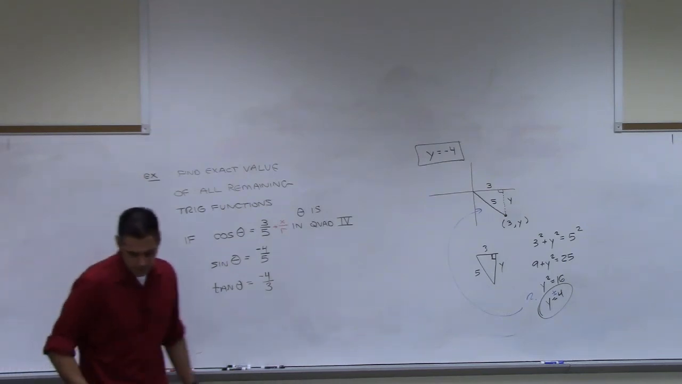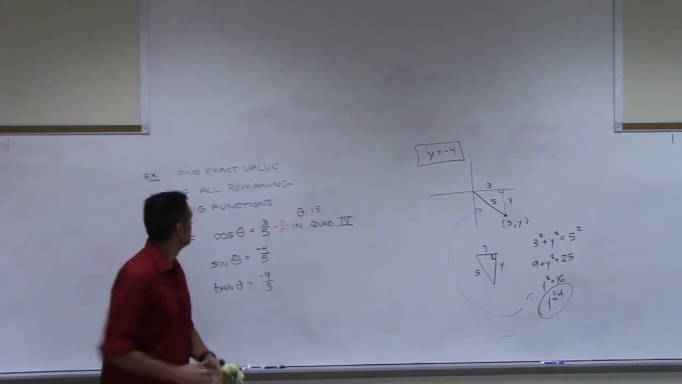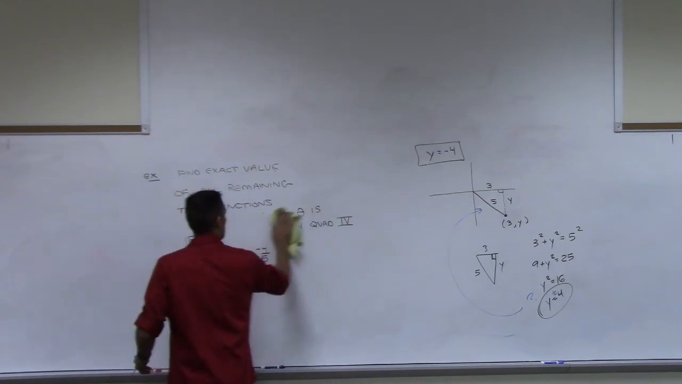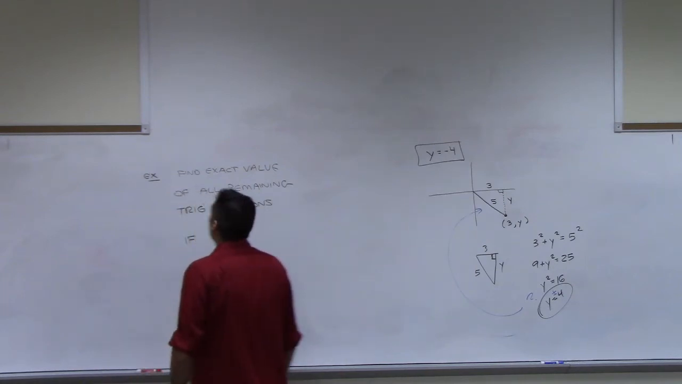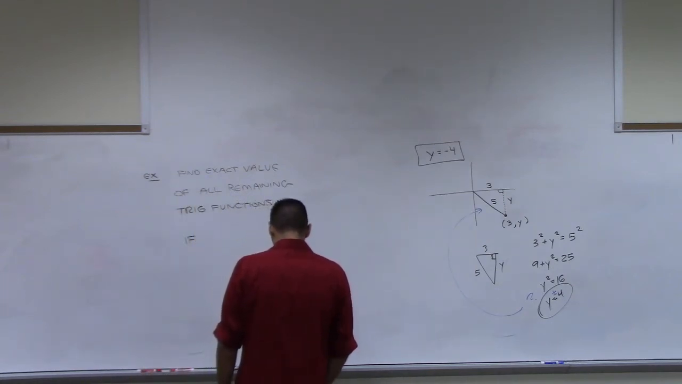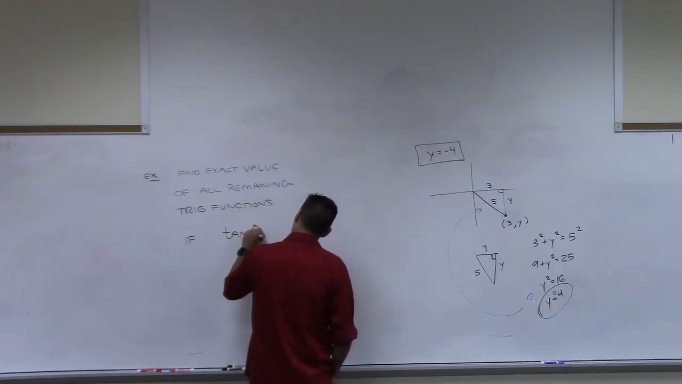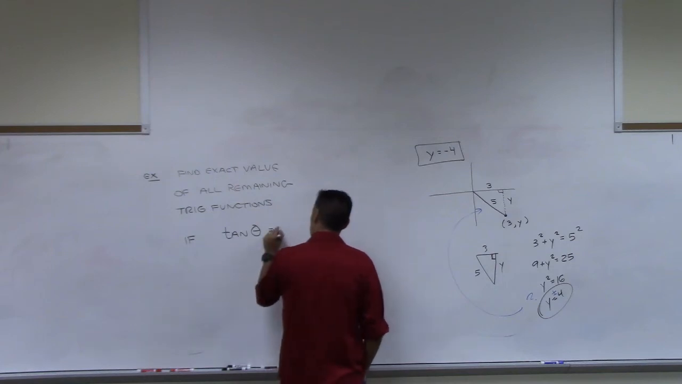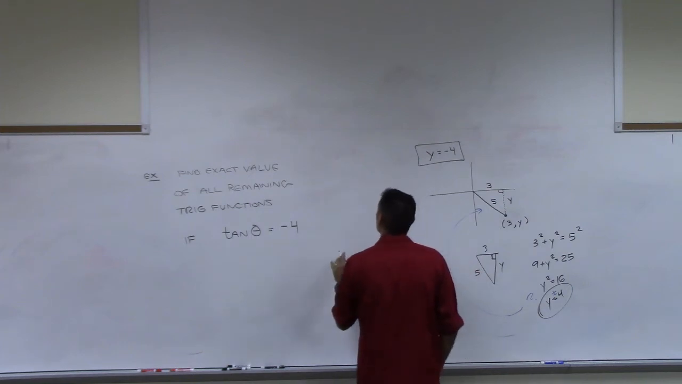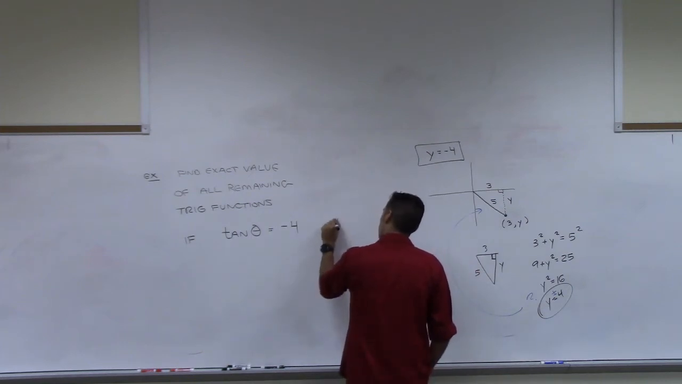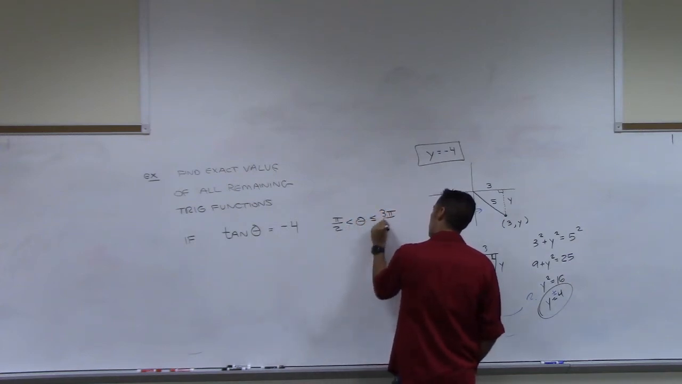Let's do another one of these. Okay, how about this? How about if I tell you that tangent theta equals negative 4, and pi over 2 is less than theta is less than 3 pi over 2.